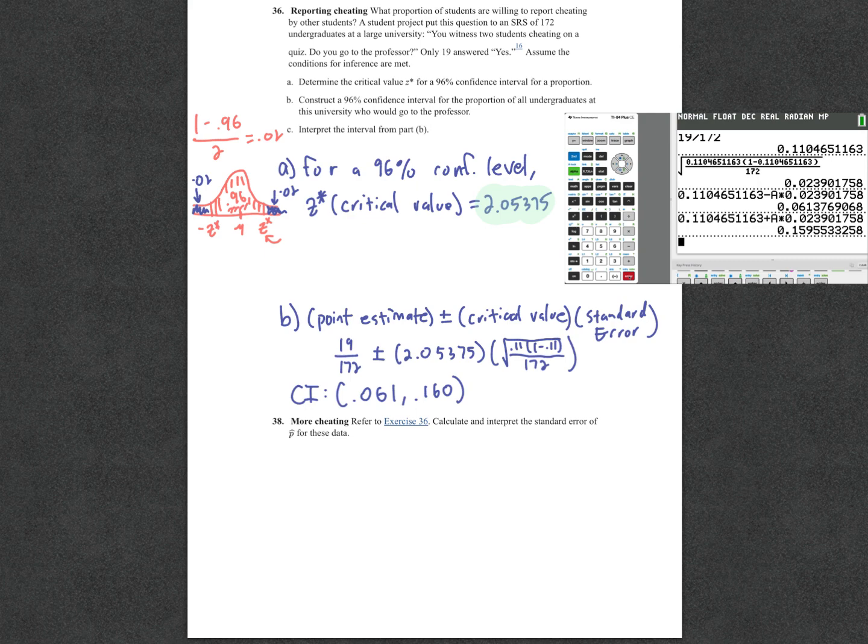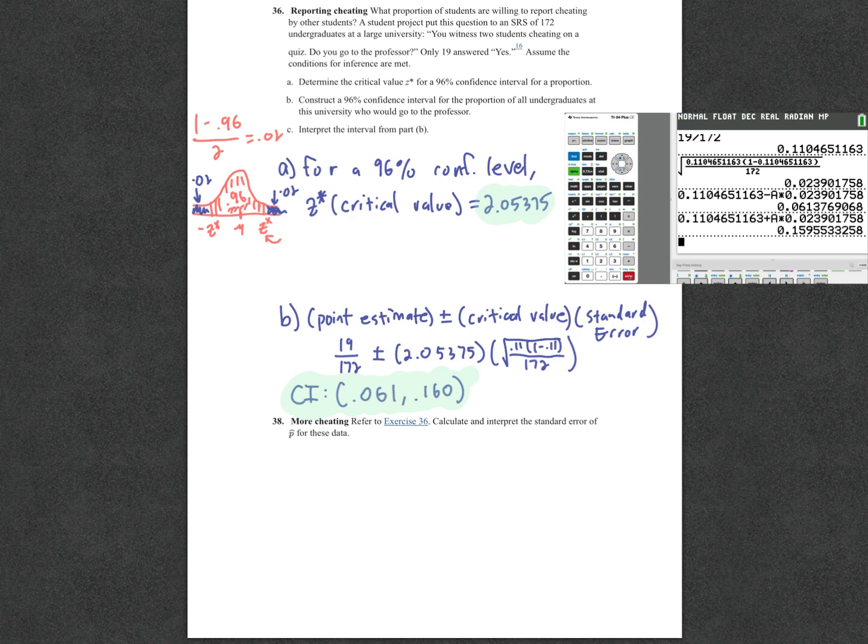All right, and then interpreting, I'm going to skip that. That's in part C, which says to interpret the interval. I'm going to skip some of the stuff where the answer key gives a better answer than I would give even. So, that's our confidence interval there.